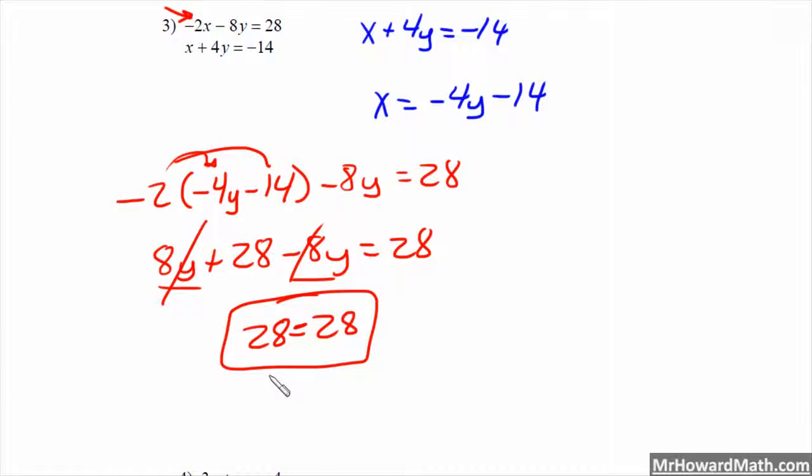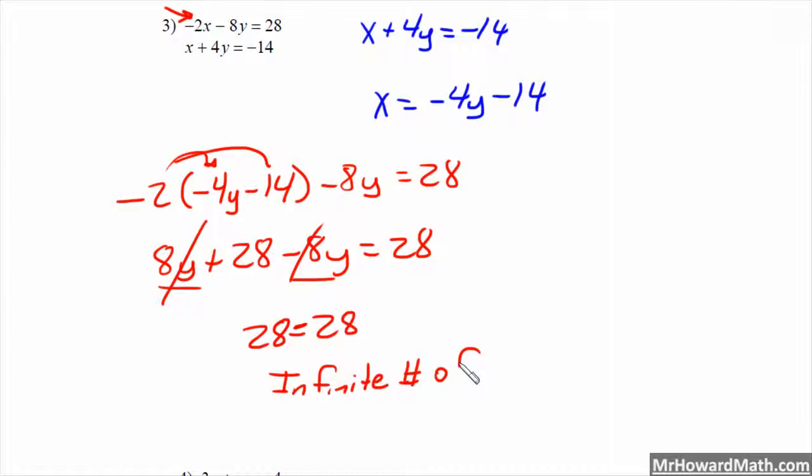So I evaluate what is remaining. If it is true, then this is an infinite number of solutions. If it's false, it's no solution. Well, this happens to be true. 28 is 28, so I stop there and I say infinite. There are an infinite number of solutions. In other words, these two lines are the exact same. They would lie on top of one another. They produce the same graphs. They produce the same tables. They produce all the same ordered pairs. So they are the exact same line.